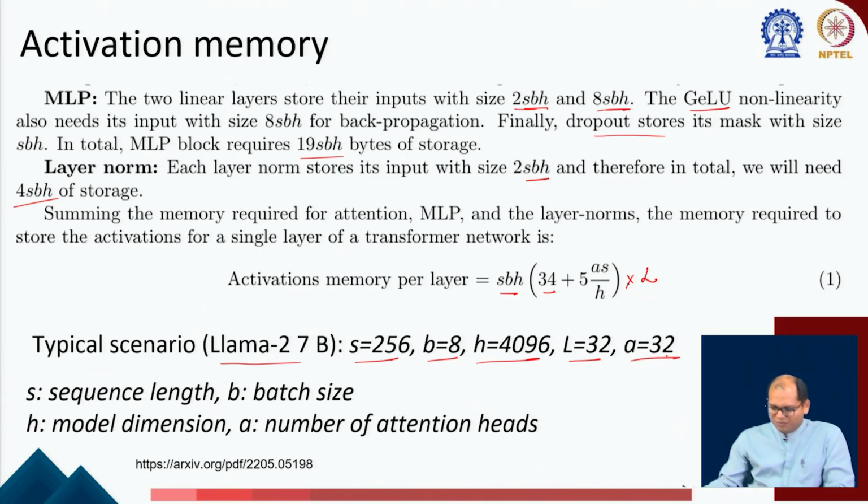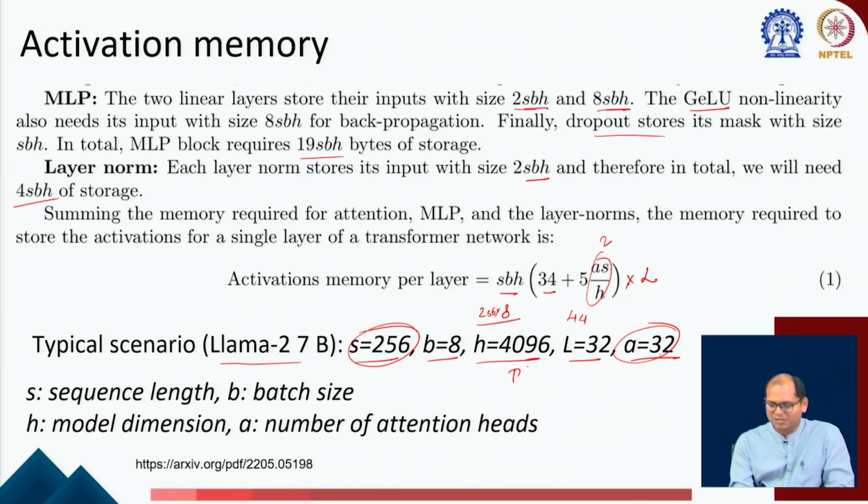So if you do the calculation, you will get it to be roughly, so you see 8 times 32 times 256 divided by h, right, 8 times s by h. So 256 into 4 will be 1024. So it will be 8192 divided by this. So this will come out to be 2. So 5 times 2 is 10 plus 34 is 44. So 44 times b is 8 and s is 256.